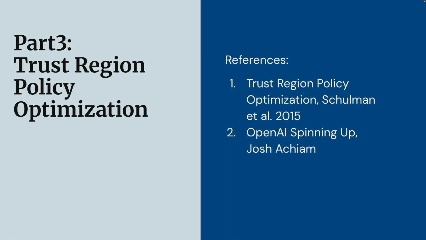Now let's look at trust region policy optimization, which is an advanced policy gradient algorithm. Understanding this paper will give us an intuition into the algorithms that are used in post-training methods like PPO.